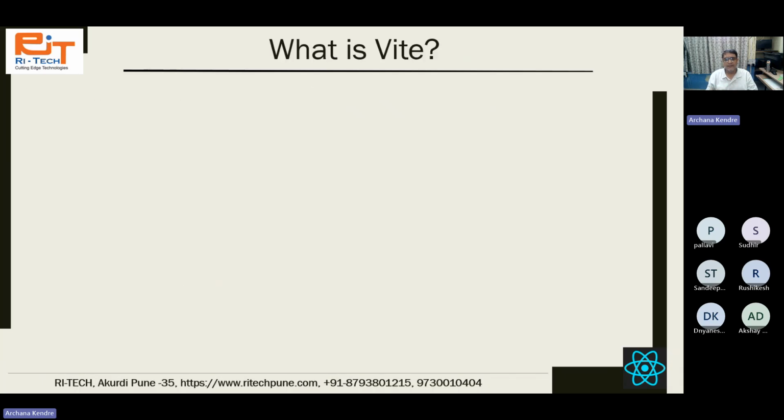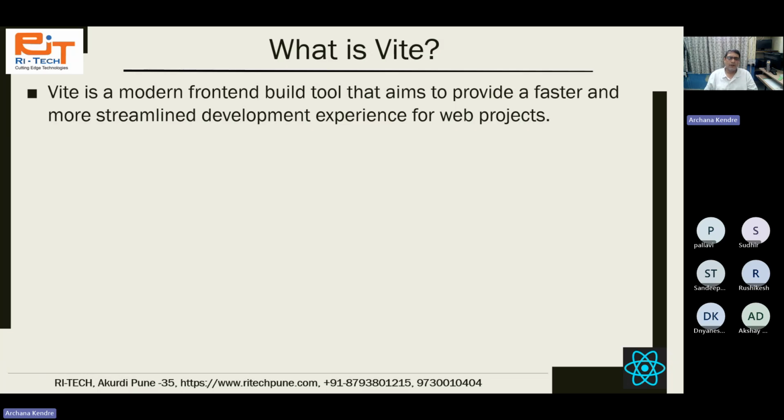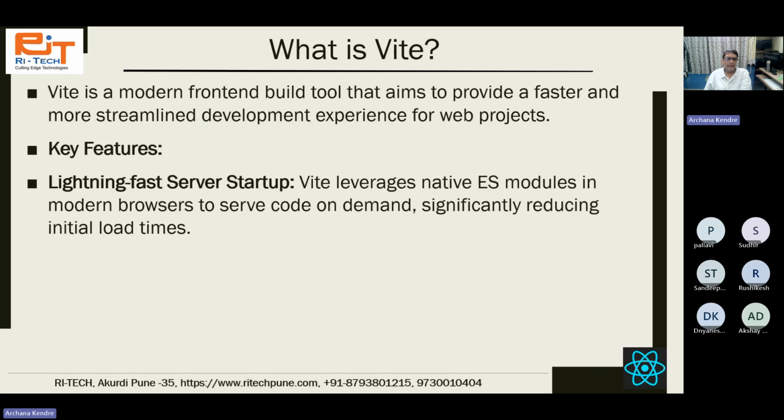Now, the next thing that we have is: what is Vite? Vite is a modern front-end build tool that aims to provide a faster and more streamlined development experience for web projects. So what are the key features of Vite? Lightning fast server startup. Vite leverages native ES modules in the modern browser to serve code on demand, significantly reducing initial load times. So the Vite server is very fast. It's lightning speed, we can say. As soon as you save the changes in React, they will be reflected in the web browser.